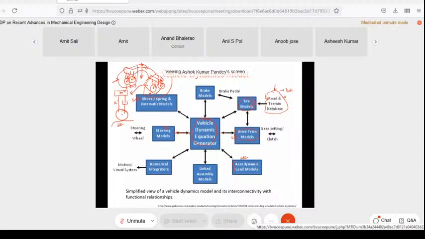If you want to deal with all the motion, for example, vertical motion, rolling, and pitching, in that particular case you have to go for the full car model, right? That way all this terminology came. You have the quarter car model, the half car model, then the full car model.